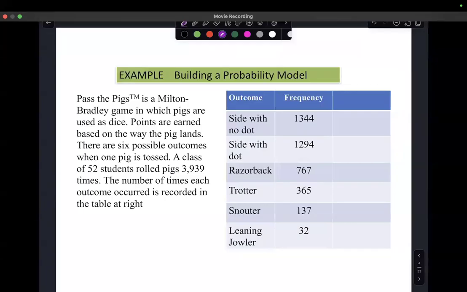It is. And so we rolled, or a class of 52 students rolled the pigs 3,939 times. And they kept track of how they landed. So we're going to actually calculate the probability of each outcome here. So you just calculate this the same way you calculate relative frequency. So I would do 1344 divided by 3939.